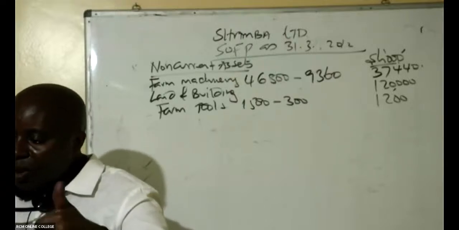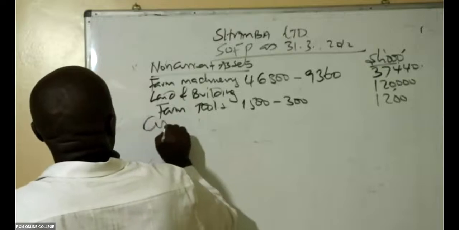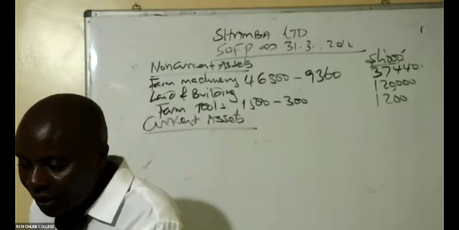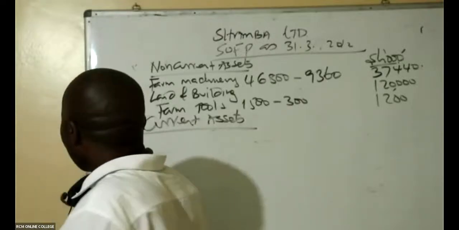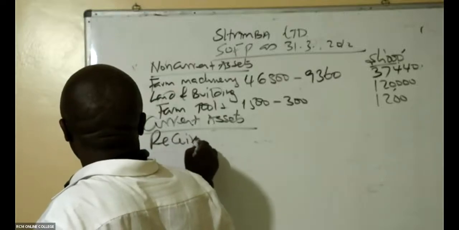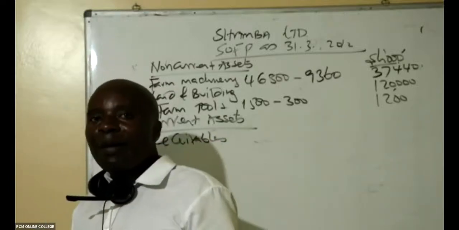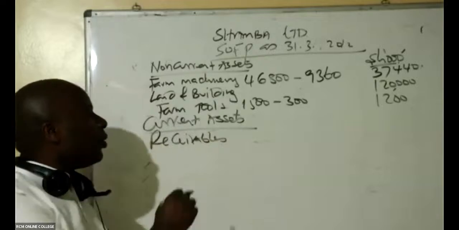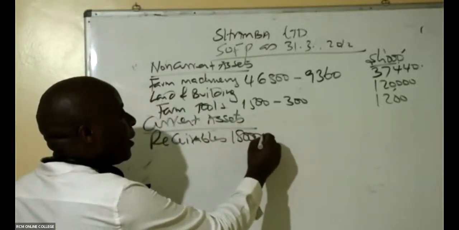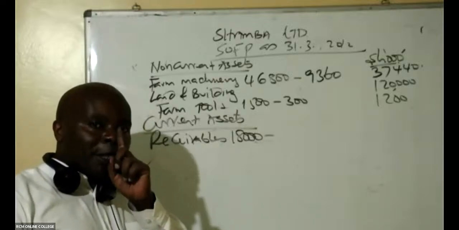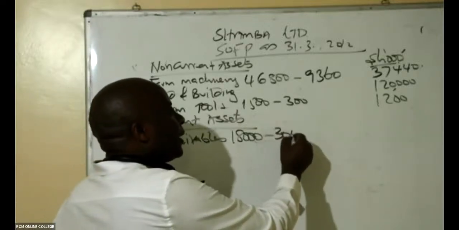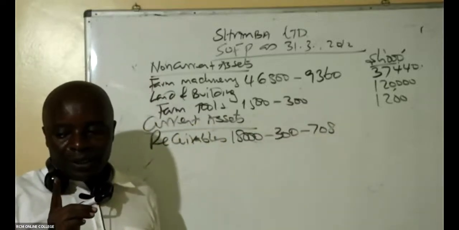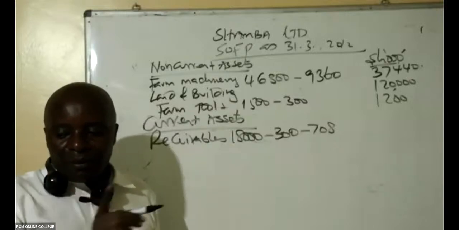Thank you so much. Then we go to current assets. So current assets, what do we have? If you look at your question very well, we have receivables. For the years that I've been marking these things, I can assure you not many students will get receivables very well. Remember receivables, we have 18 now. But don't forget that we had specific bad debts of 300. And then we had general provisions of 708.